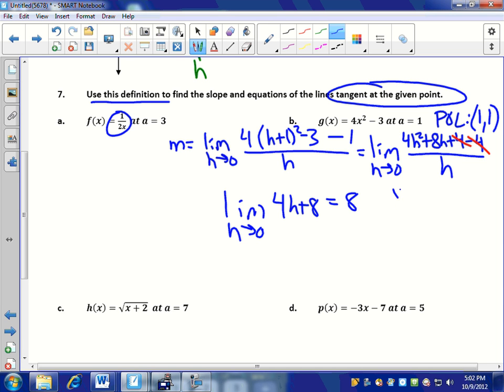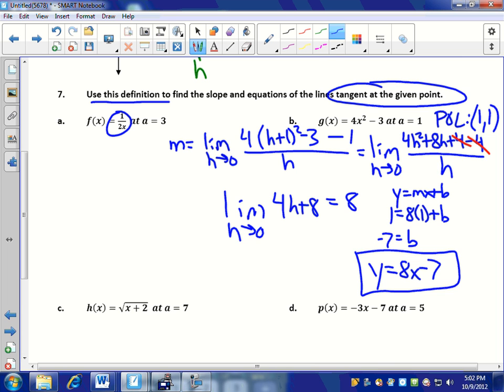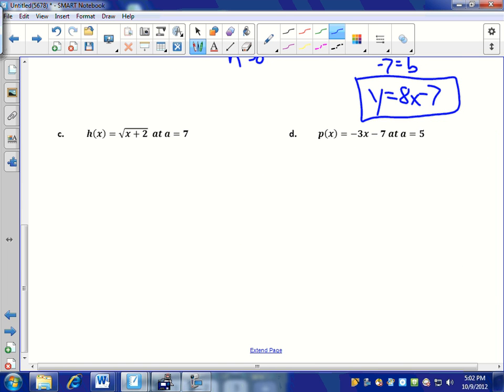So y equals mx plus b, or 1 equals 8 times 1 plus b. So negative 7 is equal to b. So y equals 8x minus 7. Did I do that right? Yep. My answer key says there you go. Graph both of them, see if they touch tangent.